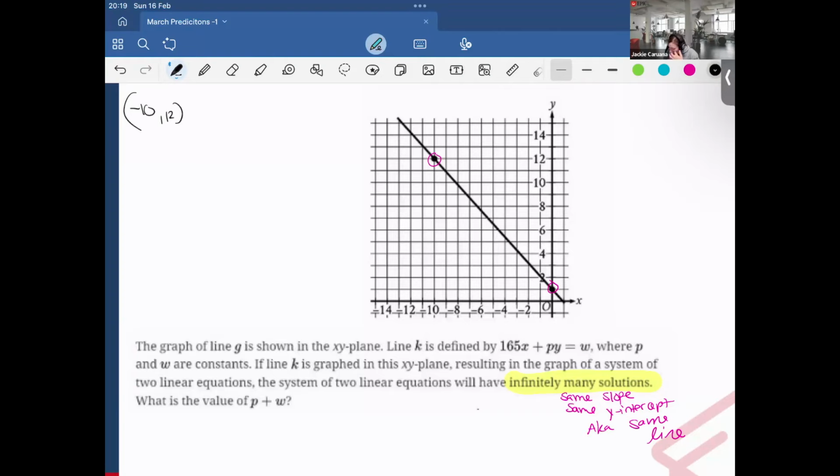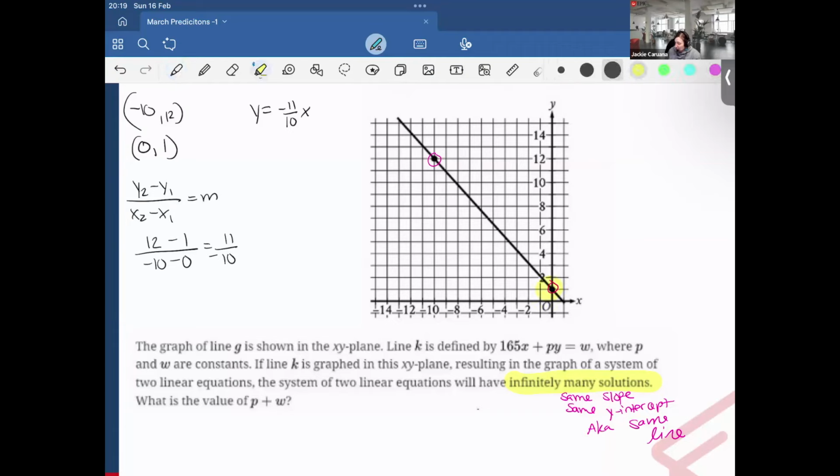And this one here, it's at (0, 1), the y-intercept. Okay, so let's find the equation of the graphed line. So slope would be (1 − 2)... over (−10 − 0), which is 11 over negative 10s. Amazing. So the equation of this line is y equals negative 11/10 x plus b, and my b value is the y-intercept where x equals 0, which we can already see here. It's 1.